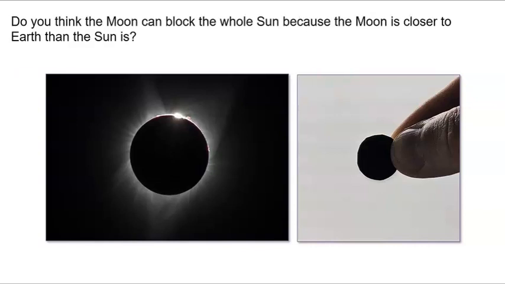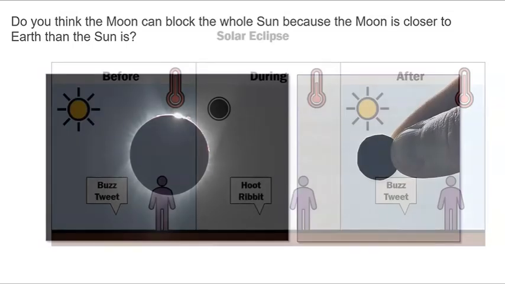Do you think the moon can block the whole sun because the moon is closer to Earth than the sun is? Yes, I agree. The moon can block the whole sun as it passes between the sun and Earth because the distance between the moon and Earth is less than the distance between the sun and the moon.